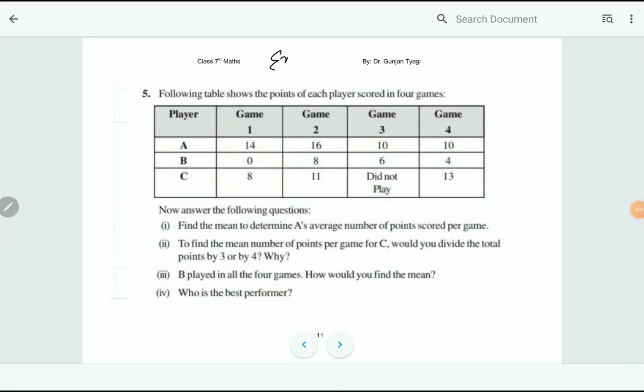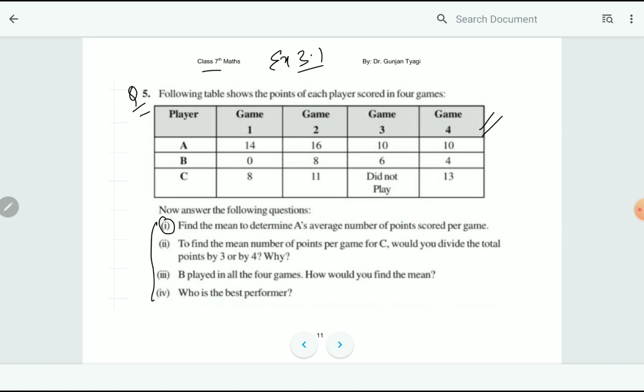We are doing exercise 3.1, class 7, data handling. Question number 5 is here on the screen. The following table shows the points each player scored in the 4 games. On the basis of this table, we will have to answer all these 4 questions.